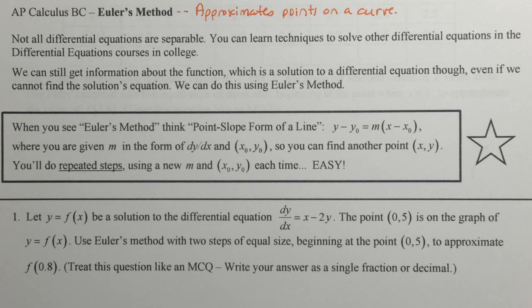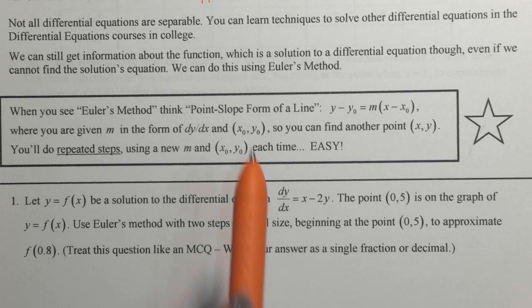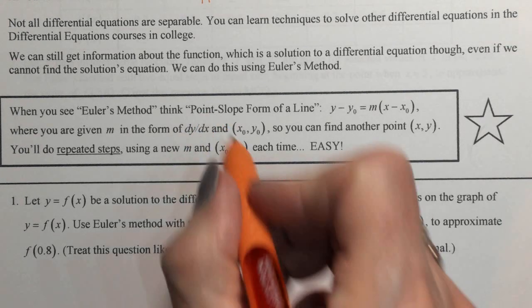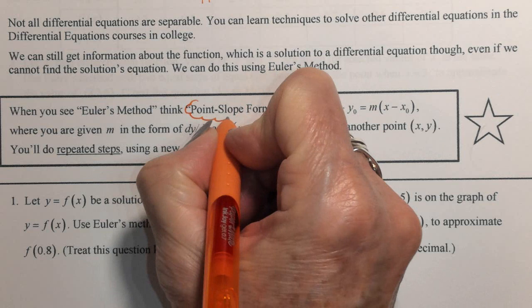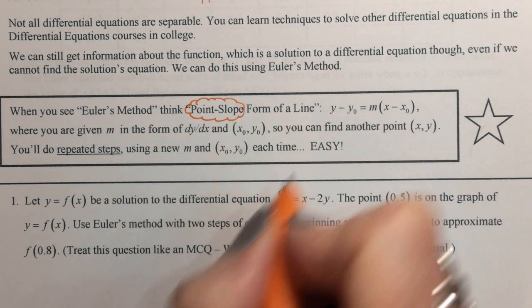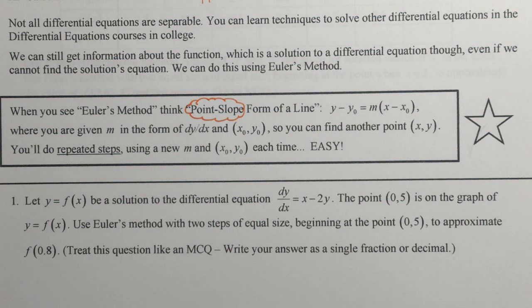Okay? So Euler's method uses tangent lines, which means we are using point-slope form of the equation of a line. So point and slope. Today is going to be all about point and slope, and it's repeated, point and slope. Okay?